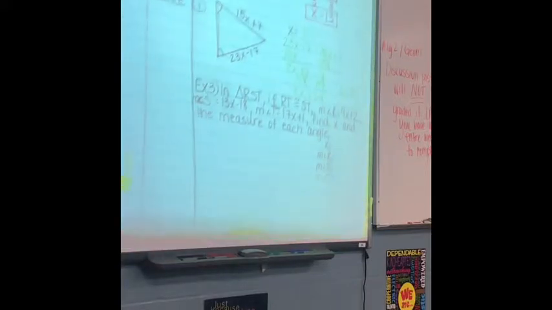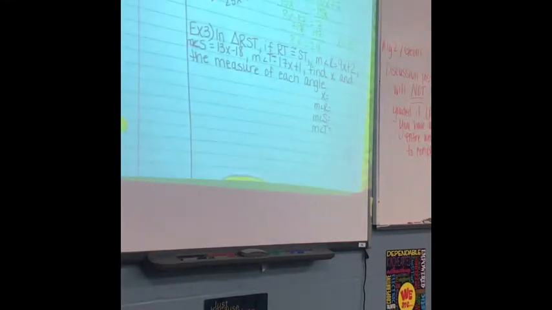All right, let's write down this last example before we look at a couple of things with equilaterals. Problem says in triangle RST, if RT is congruent to ST, the measure of angle R is 9x plus 2, the measure of angle S is 13x minus 18, and the measure of angle T is 17x plus 1. Find x and the measure of each angle. I'll give you a second to write that down.